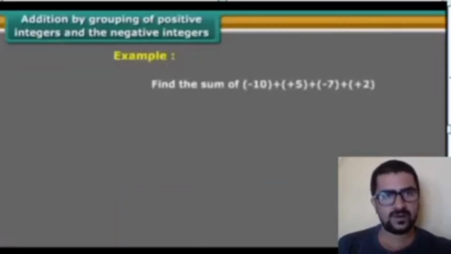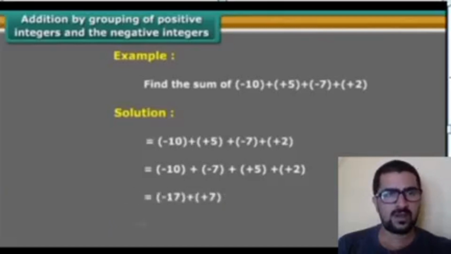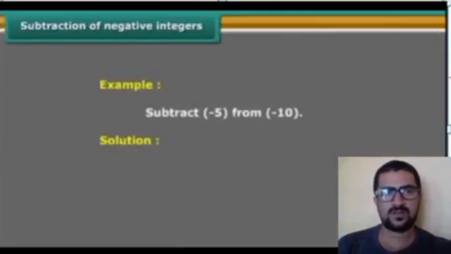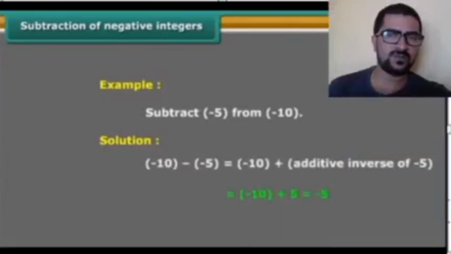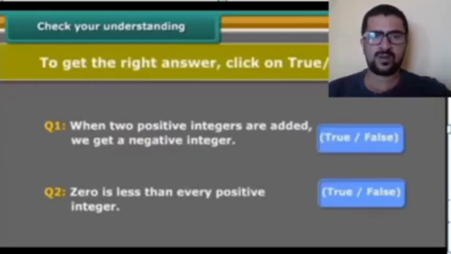For better understanding, we can see one example. We arrange the numbers so that the positive integers and the negative integers are grouped together. Now let us find the value of minus 10 minus minus 5 using a number line. This is the same as minus 10 and plus 5, and the additive inverse of minus 5 is 5. Thus, we move 5 steps to the right of the number line starting from minus 10. We reach minus 5.